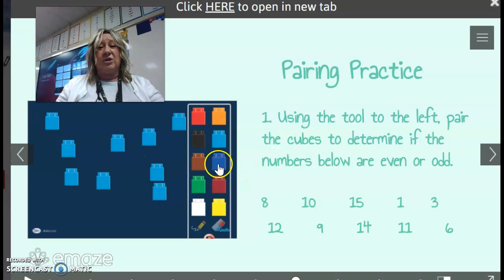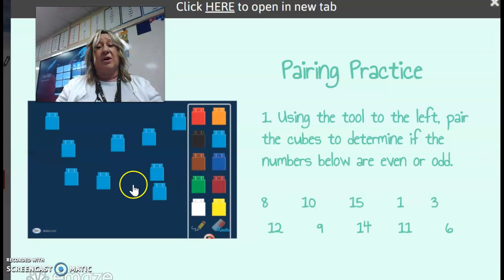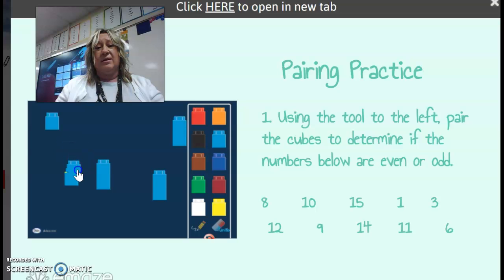Okay, now what we do, we pair things to see if they're even, right? So pairs of 2. So this guy has a partner. That one has a partner. This one has a partner. There we go. This guy has a partner. And this guy has a partner. Oh, he doesn't have a partner, does he? No. So he's the odd man out.